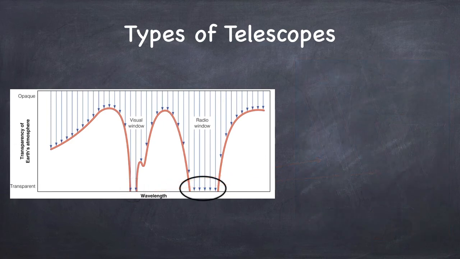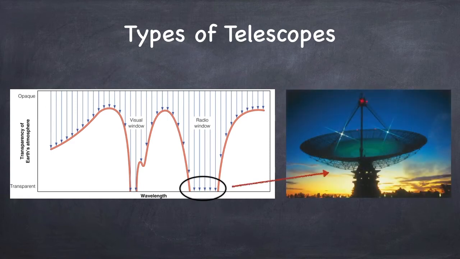Now, if you want to use the radio window with a telescope that's on the Earth's surface, you end up having to build something rather larger. This is a radio telescope. The main issues are two. The wavelength is much longer for radio waves, so to get the resolution that you'd like, you need something much, much larger. And the other problem is, of course, things tend to scale with wavelength, and so if you have a much larger wavelength, you end up needing a much larger telescope. So that's a simple way to look at it anyway.